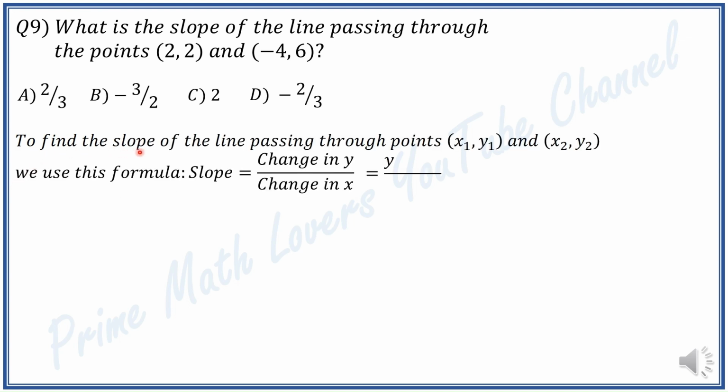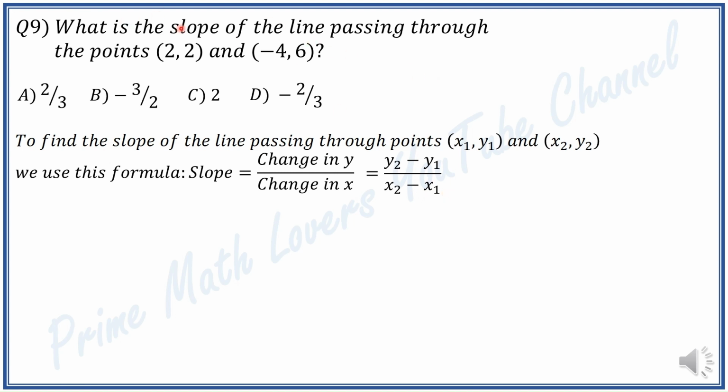To find the slope of the line passing through points with coordinates x1, y1 and x2, y2, we use this formula: change in y over change in x. It means y2 minus y1 over x2 minus x1.